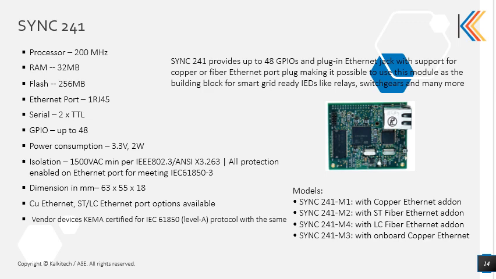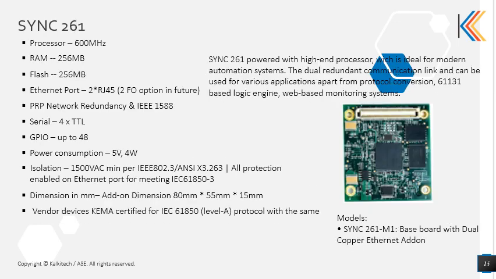So this is one of the key boards, which is the most selling board with respect to the features and other things. Then the 261 is a very high-end board. 600 megahertz is there, 2 copper Ethernet ports are there, up to 48 GPIOs are there, and the essential thing is it supports PRP network redundancy. It also has a time synchronization option through the Ethernet-based interface, that is IEEE 1588 or Precision Time Protocol, which is supported on this device.